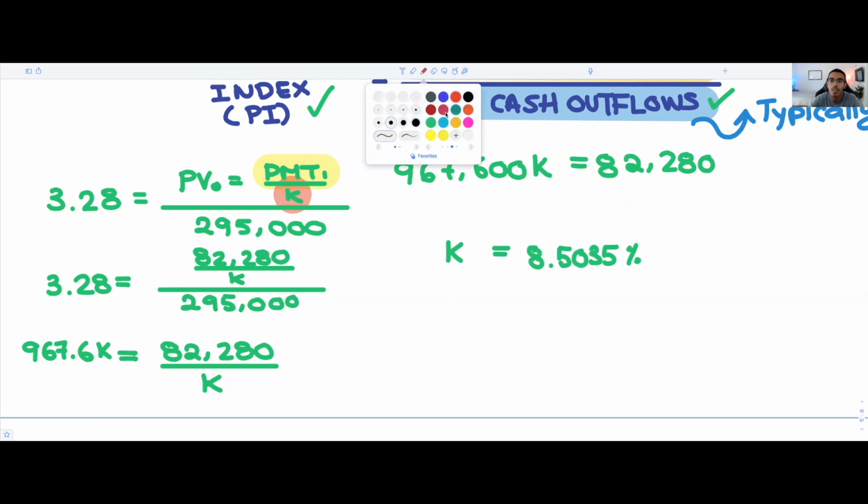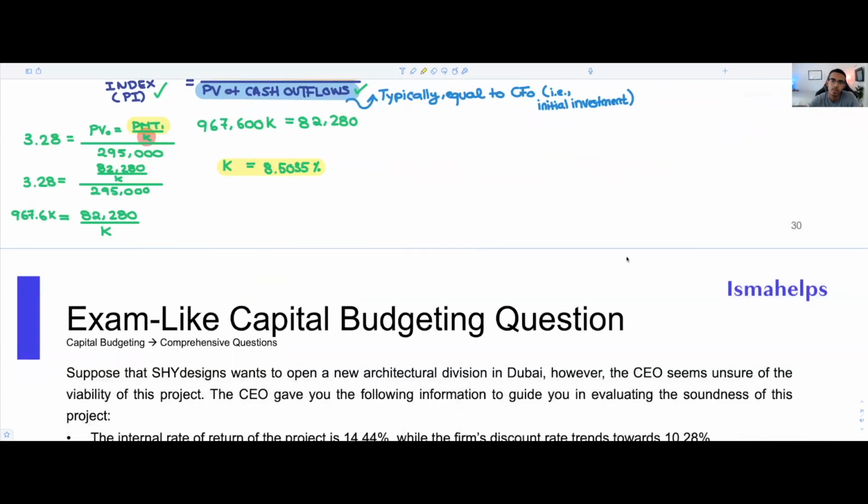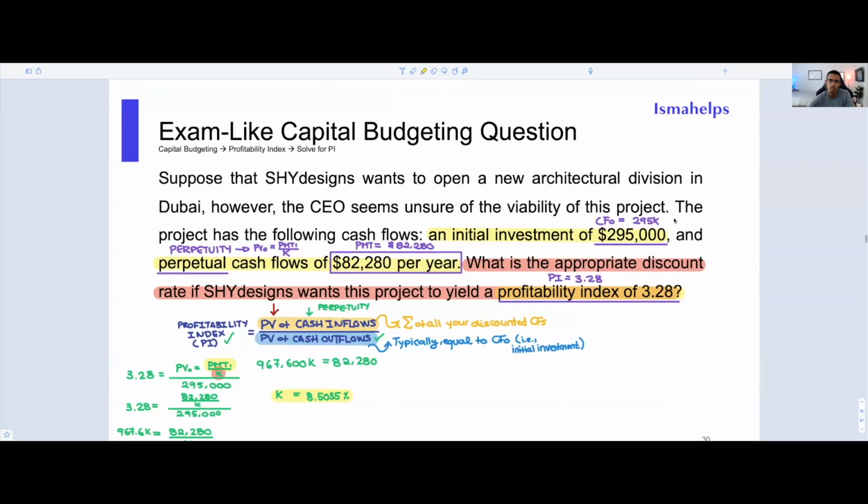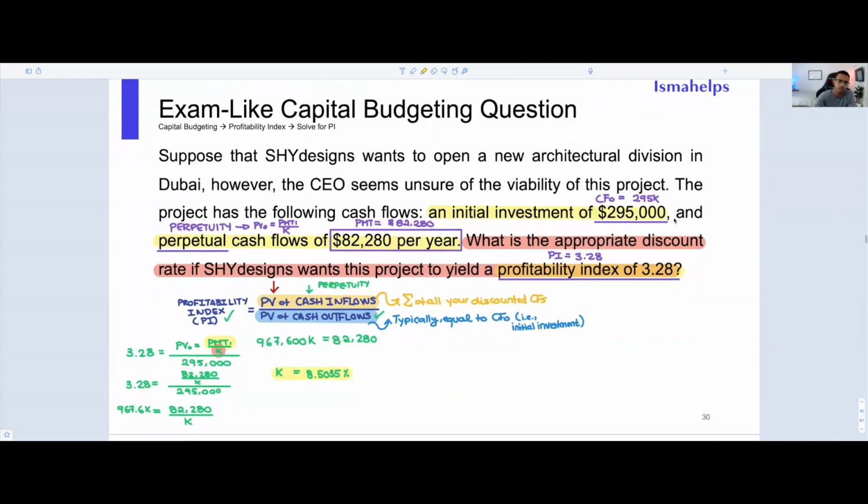And I wish it was harder. I wish there was another key takeaway here, but these are questions that you see on an exam. And for some reason, students tend to struggle with that, right? All that you had to do is understand the formula, identify the variables that were provided, in which you knew, okay, I know my PI. I know the present value of my cash outflows because that's CF0.